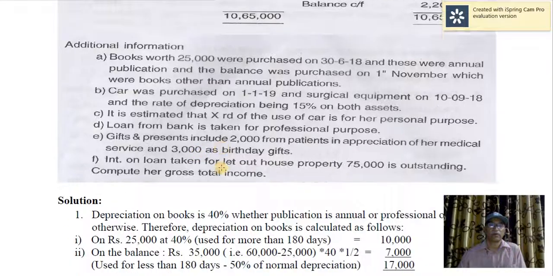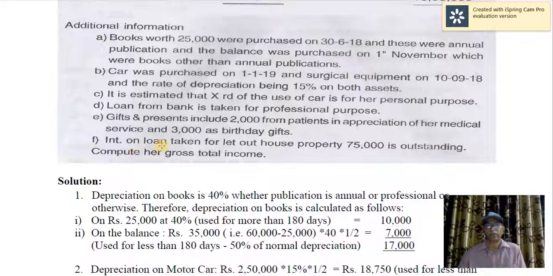Then, interest on loan taken for let out house property, 75,000, is outstanding. So, this will not be taken while computing income from profession. This will not be considered while calculating income from profession, but while computing total income, you have to take income from house property. That's where you have to take it.